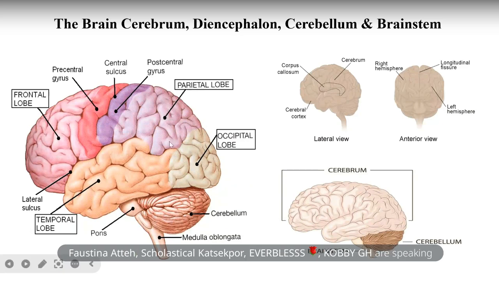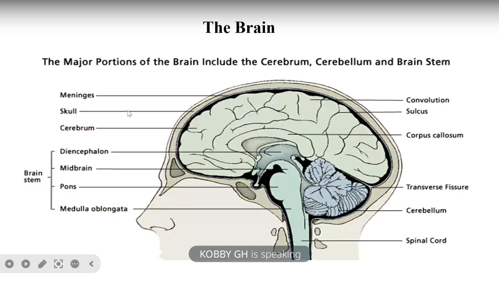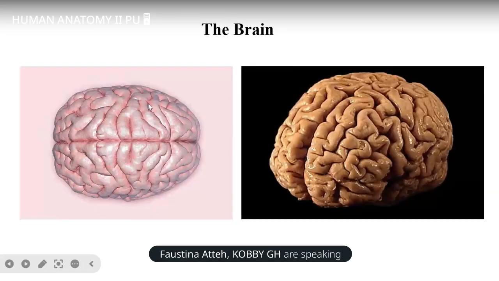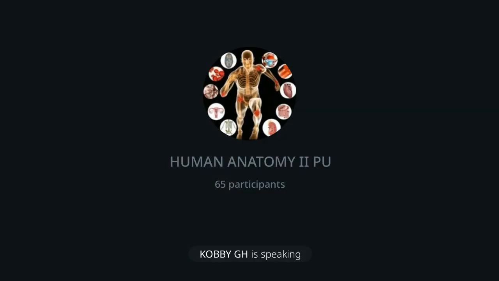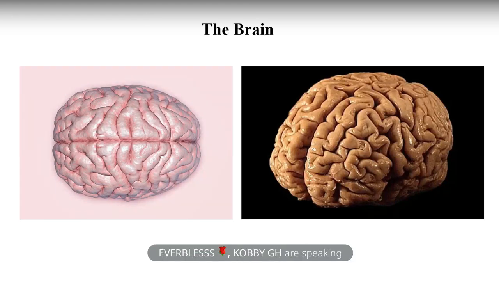Sulcus. So let me go to the diagram. So all these things, where you see lines, we call them sulcus. Or you can call them grooves. So you see we have a lot of sulcus. The sulcus are what appear as lines.